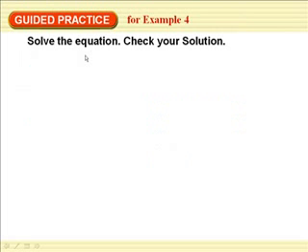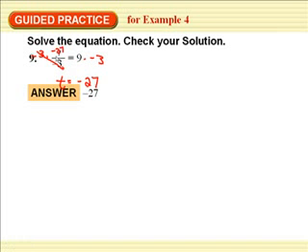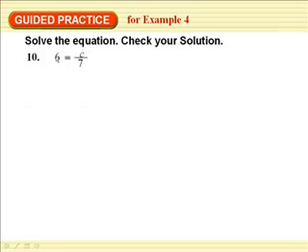And there it is. Okay, so let's solve the equation for the guided practice for that one. There's a lot of guided practice. T divided by negative 3. So the opposite of dividing would be to multiply by negative 3. They cancel out. T equals negative 27. So if you put negative 27 in right there and divide it by negative 3, you would get positive 9. So T is negative 27.